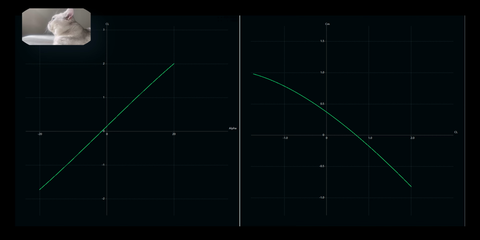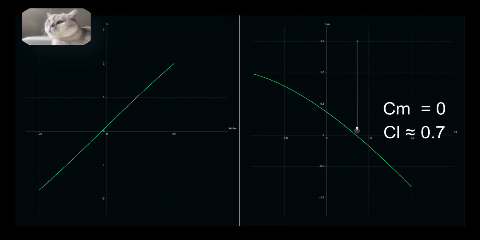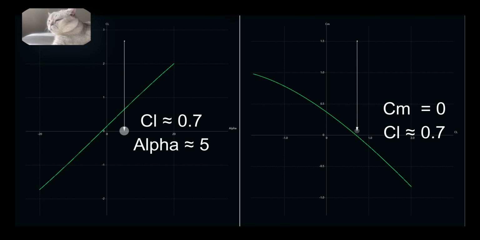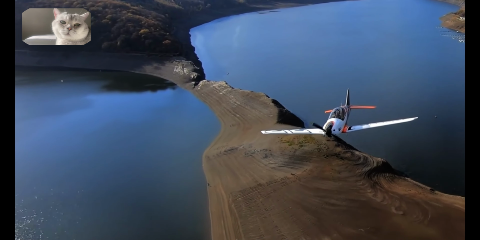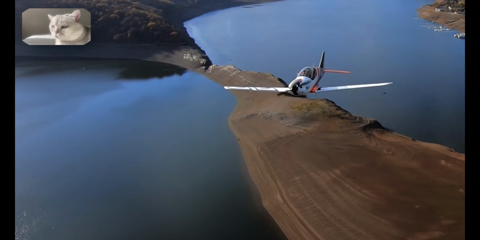From the CL-alpha graph, we can see that the aircraft's stable point is approximately at a lift coefficient, CL, of 1, which corresponds to an angle of attack of around 5 degrees. This means that the preliminary model tends to maintain stable, trimmed flight at an angle of attack of 5 degrees.